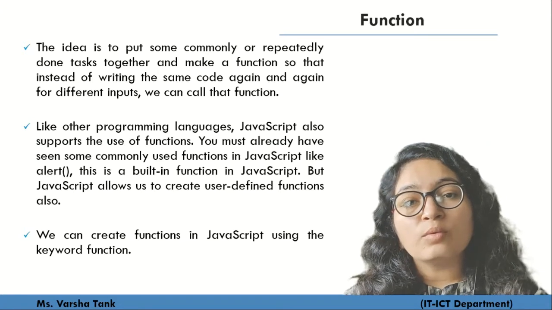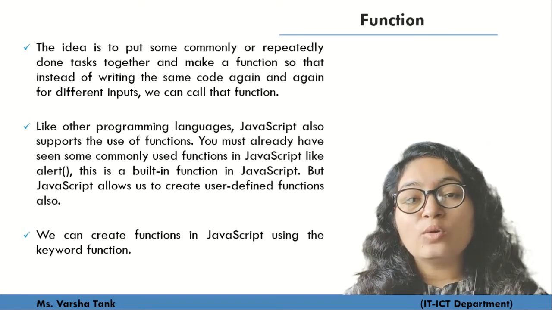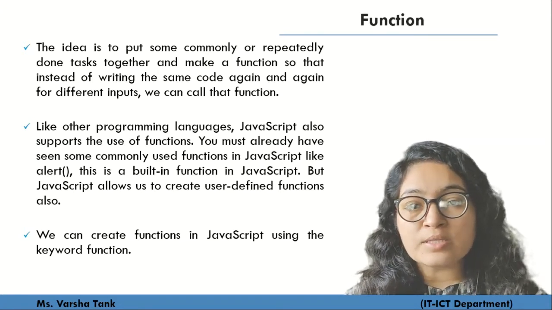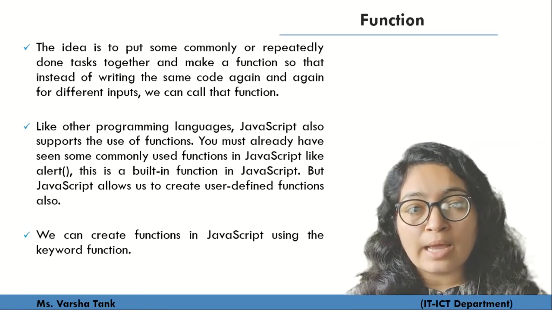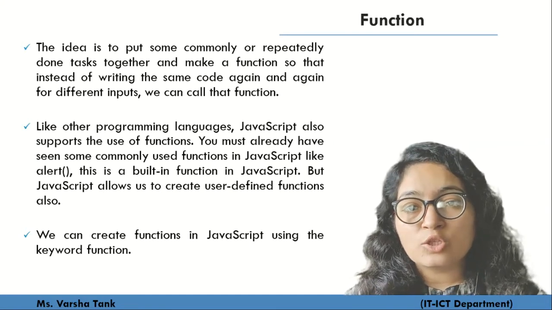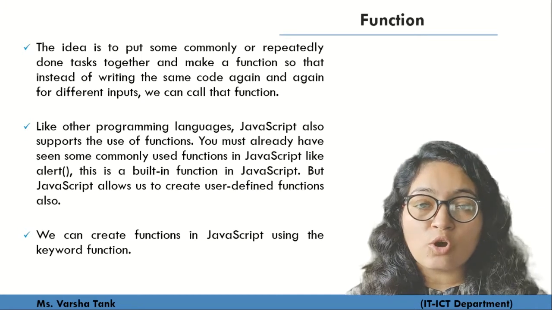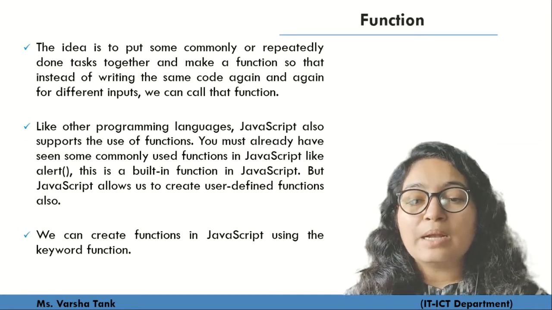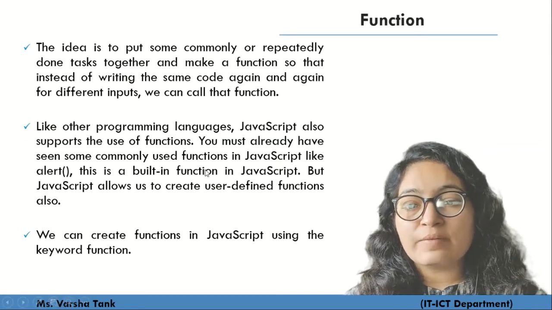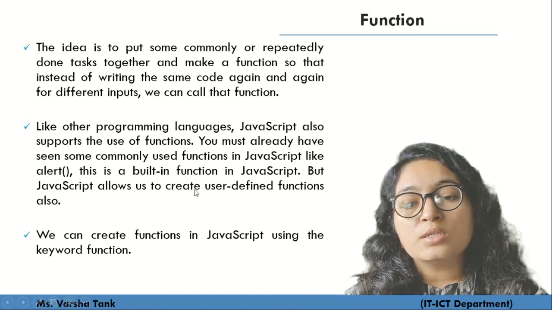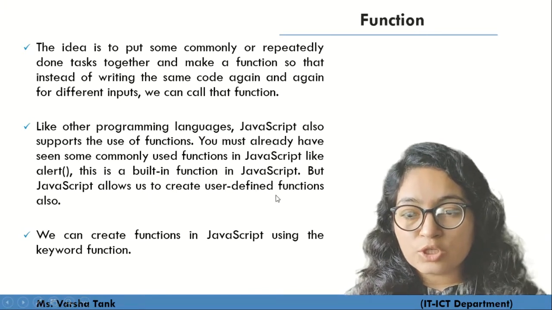Alert is from the window object. Window is a default object of JavaScript, so we are not writing window.alert, but we just write alert. By default it will be considered window.alert. This is a built-in function in JavaScript, but JavaScript allows us to create user-defined functions also.